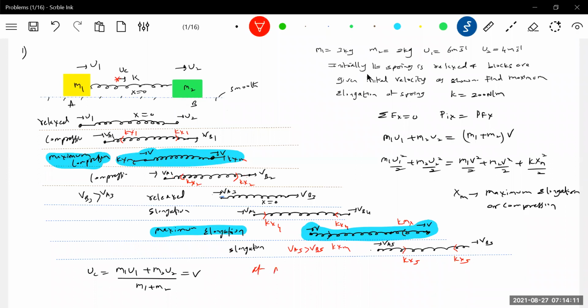This was the conclusion. At maximum elongation or compression, the blocks will be moving with velocity of center of mass. Center of mass will continue to move with common velocity, nothing will happen.